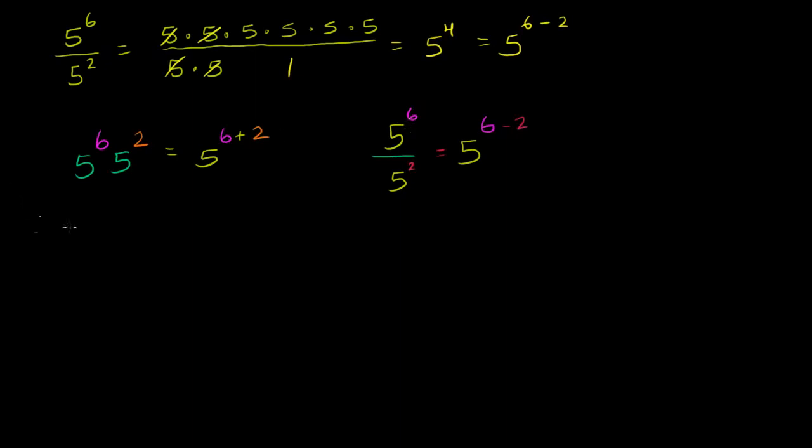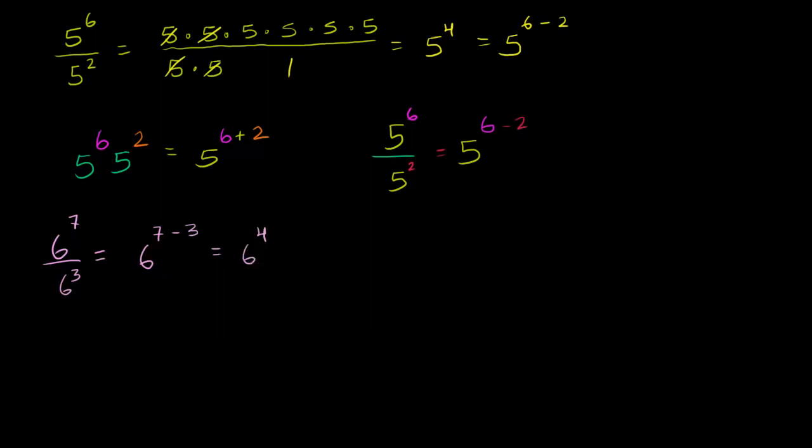Let's do a bunch more of these examples right here. What is 6 to the 7th power divided by 6 to the 3rd power? Well, once again, we can just use this property. This is going to be 6 to the 7 minus 3 power, which is equal to 6 to the 4th power. And you could multiply it out, like we did in the first problem, and verify that it indeed will be 6 to the 4th power.